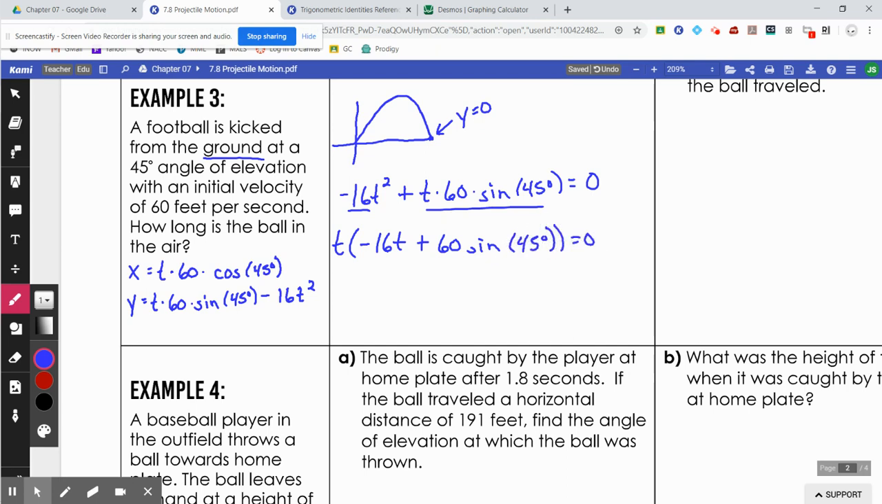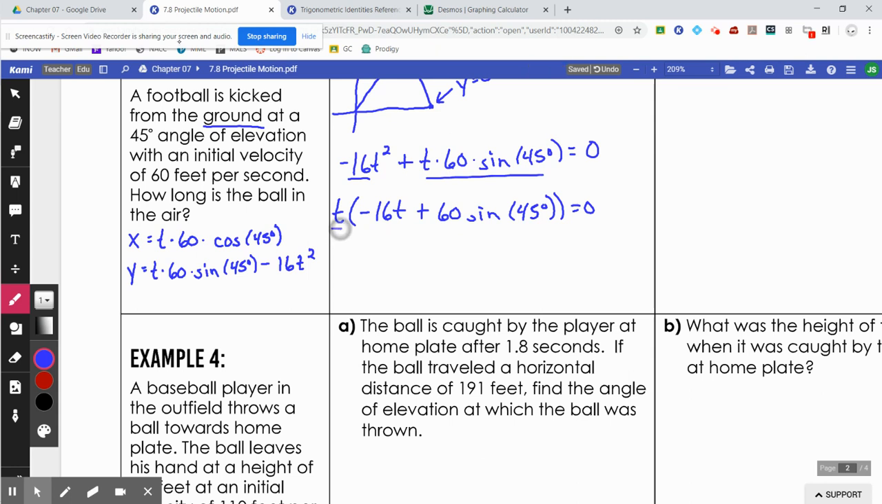is equal to 0. Set each of those factors equal to 0. Here's a factor and here's a factor. Now when you set this first factor equal to 0, you just get t as 0. And we'll talk more about that in a second. Set your second factor equal to 0, and let's solve that.